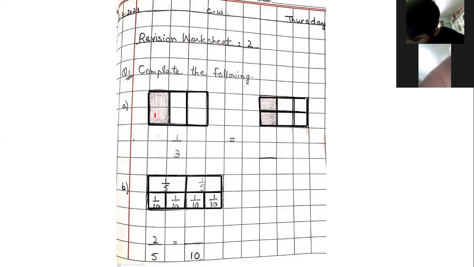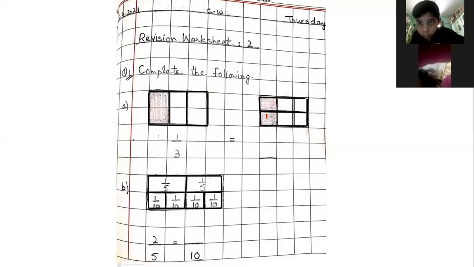In the first shape, there are three equal parts. How many equal parts are there? Three. Out of which one part is shaded. And just in front of this shape, there is another shape which is in the same proportion, but it has been divided into further parts.